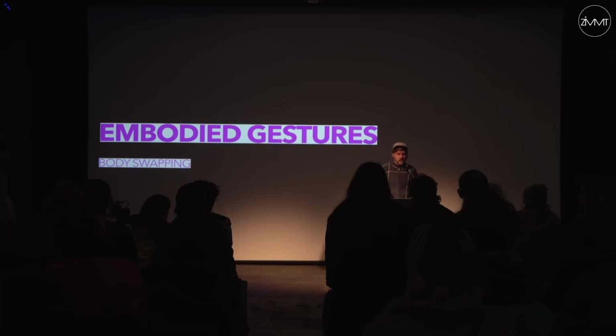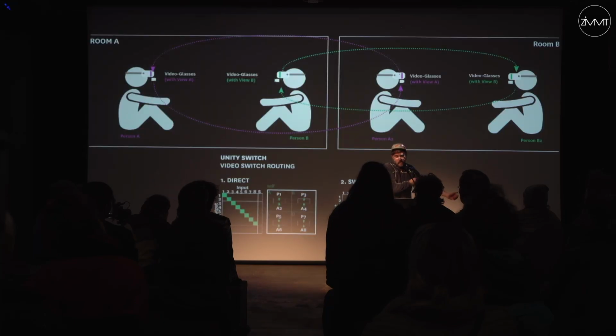So after creating these pieces where the interaction would work through sensors that musicians were wearing on their bodies, I started to create a few pieces that work with live video and video glasses, which also function through the use of gestures and through the synchronization of gestures. There's a couple of pieces that I did that work like that, and the one I want to talk about now is called Unity Switch, and you can see that here in this diagram.